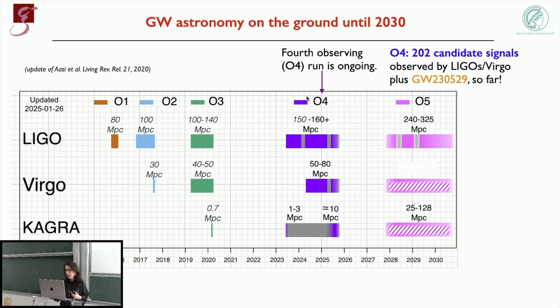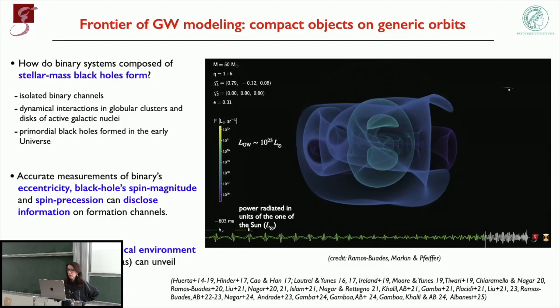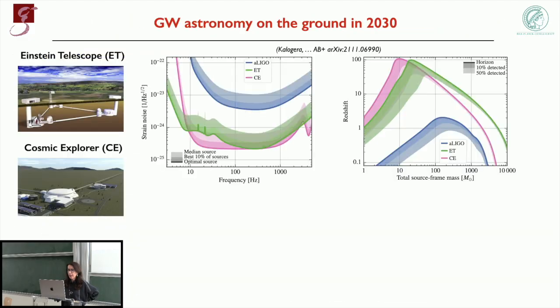This run will end sometime in October. There will be a gap to improve the interferometers, and we'll come back online at the end of 2027 with a 5th run. There will be some upgrades of LIGO and Virgo in early 2030, but these detectors are going to be still looking in our local universe, at a redshift of 1 or 2. Now, I'm going to skip this eccentricity, so you can ask me. So let's discuss what happens after the beginning of the next decade.